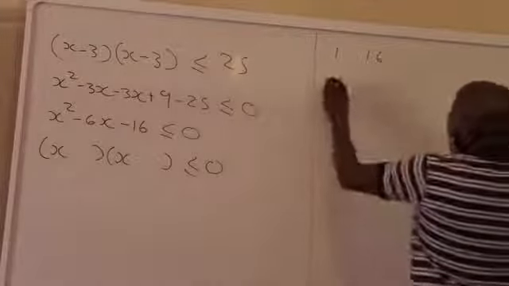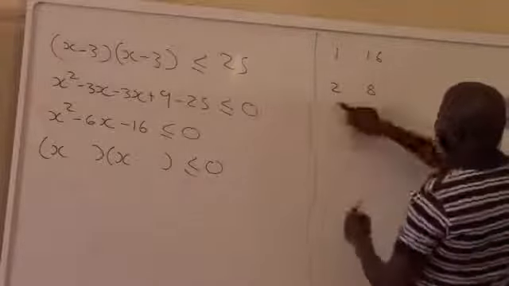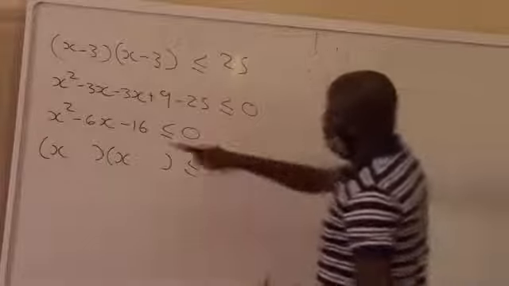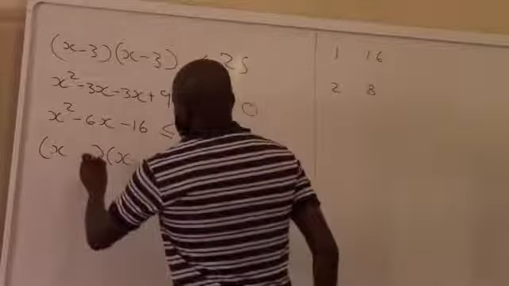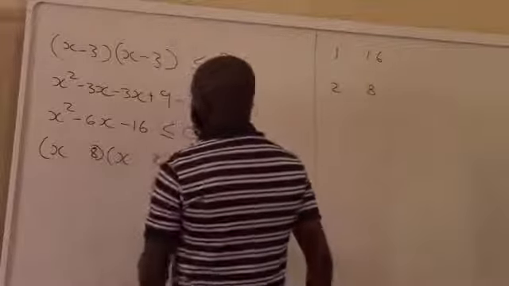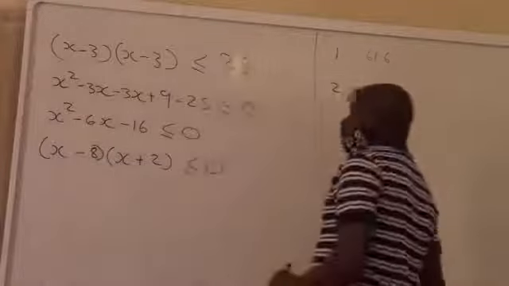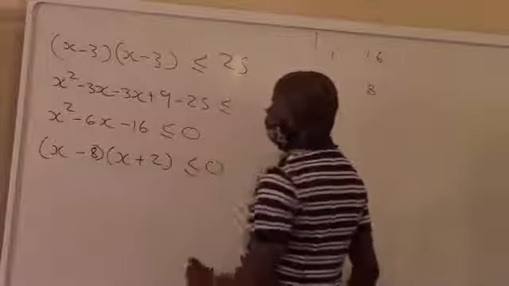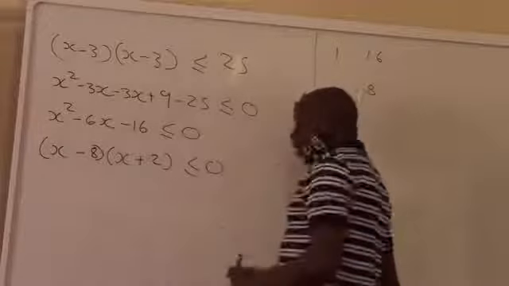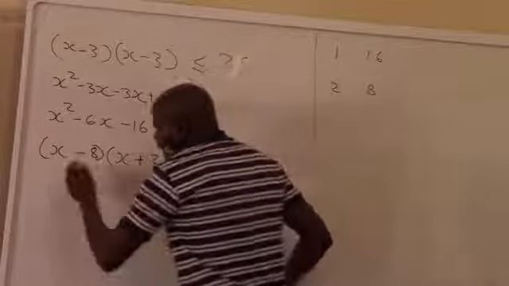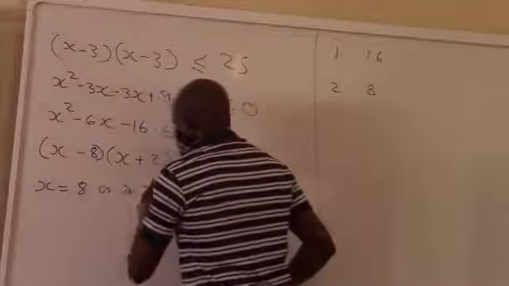Then we come to 2 and 8, and then 4 and 4. But with 2 and 8, 8 minus 2 is 6. So then we have found the factors that we need here. So we are having 8 and 2. Because of the negative there, it's negative here and it's positive here. Because 8 is bigger than 2, the bigger one takes the sign of the middle term. So then our critical values are x equals 8, or x equals negative 2.